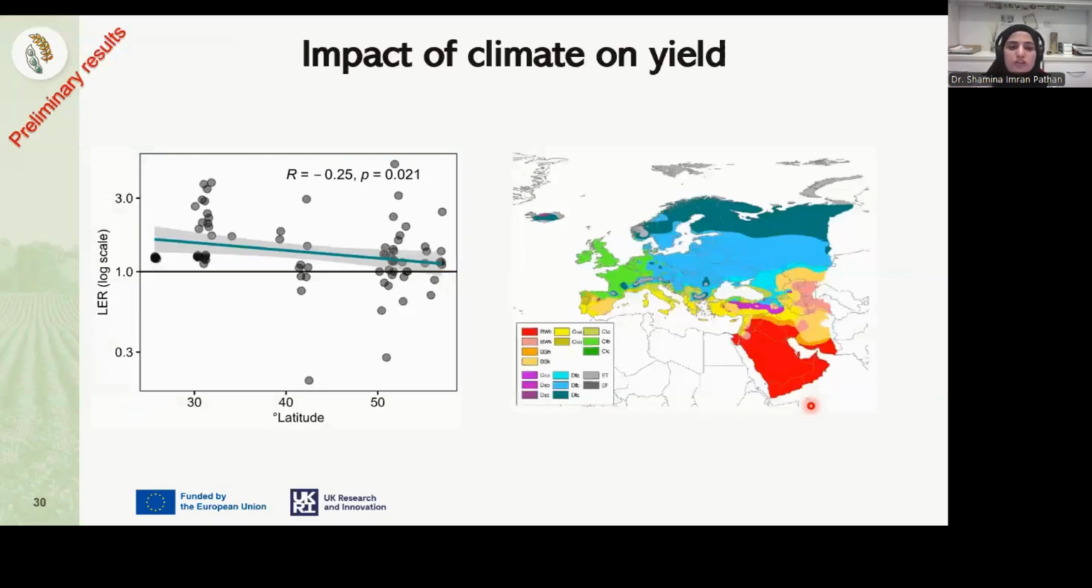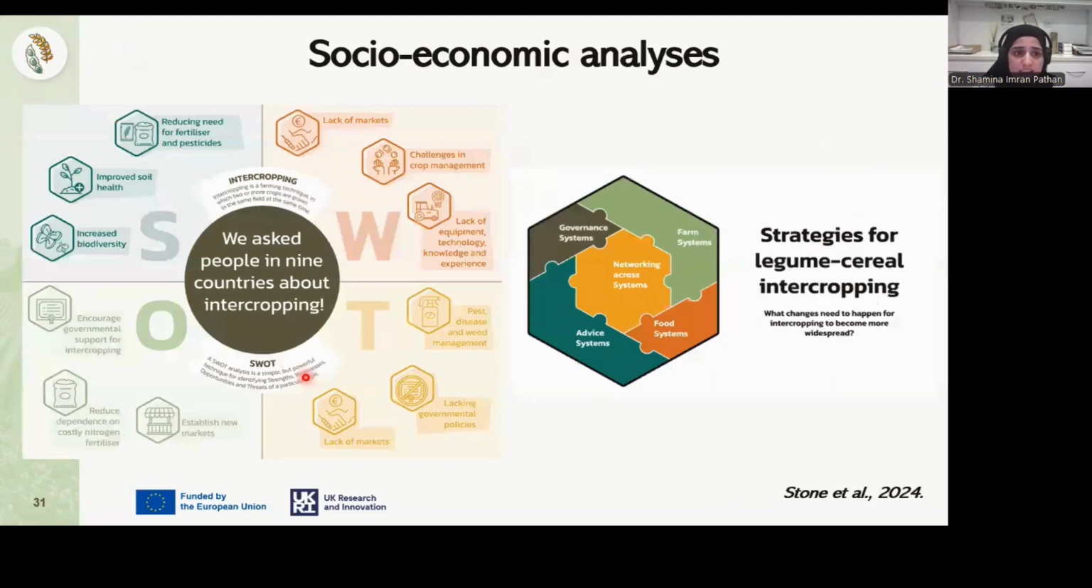But we also found a similar trend in the yield. We calculated the land equivalent ratio, and found that the climate has a strong impact on the yield in intercropping. When there is a warmer climate, it has a positive impact. And if the climate is becoming colder, it has a neutral impact. Not negative, as you can see from this plot, but still the climate is one of the main factors in this management practice.